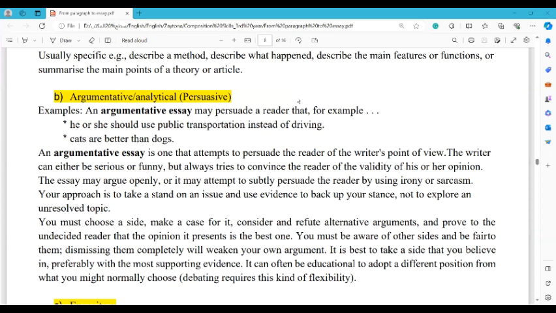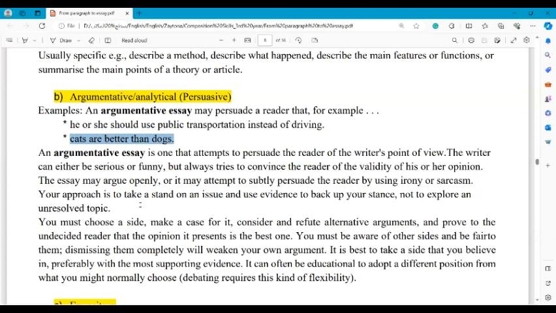Okay, when you say argumentative, it means in Arabic جدلي. So it depends on a person's point of view. تعتمد على رأي الشخصي للشخص. When you say, for example, this is an example, Basil, cats are better than dogs. So this is by itself argumentative. Why? هي العنوان بالذات هو جدلي.